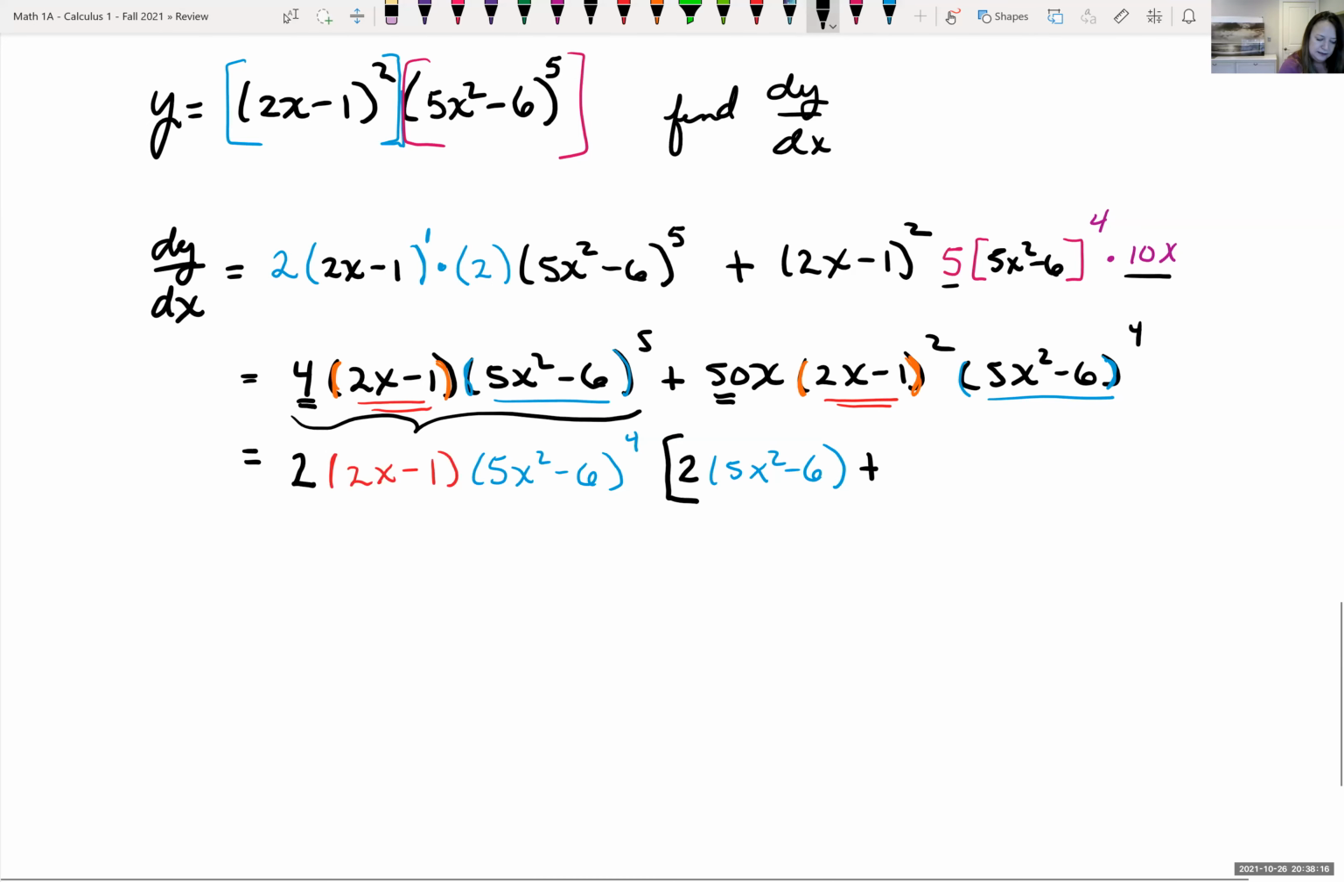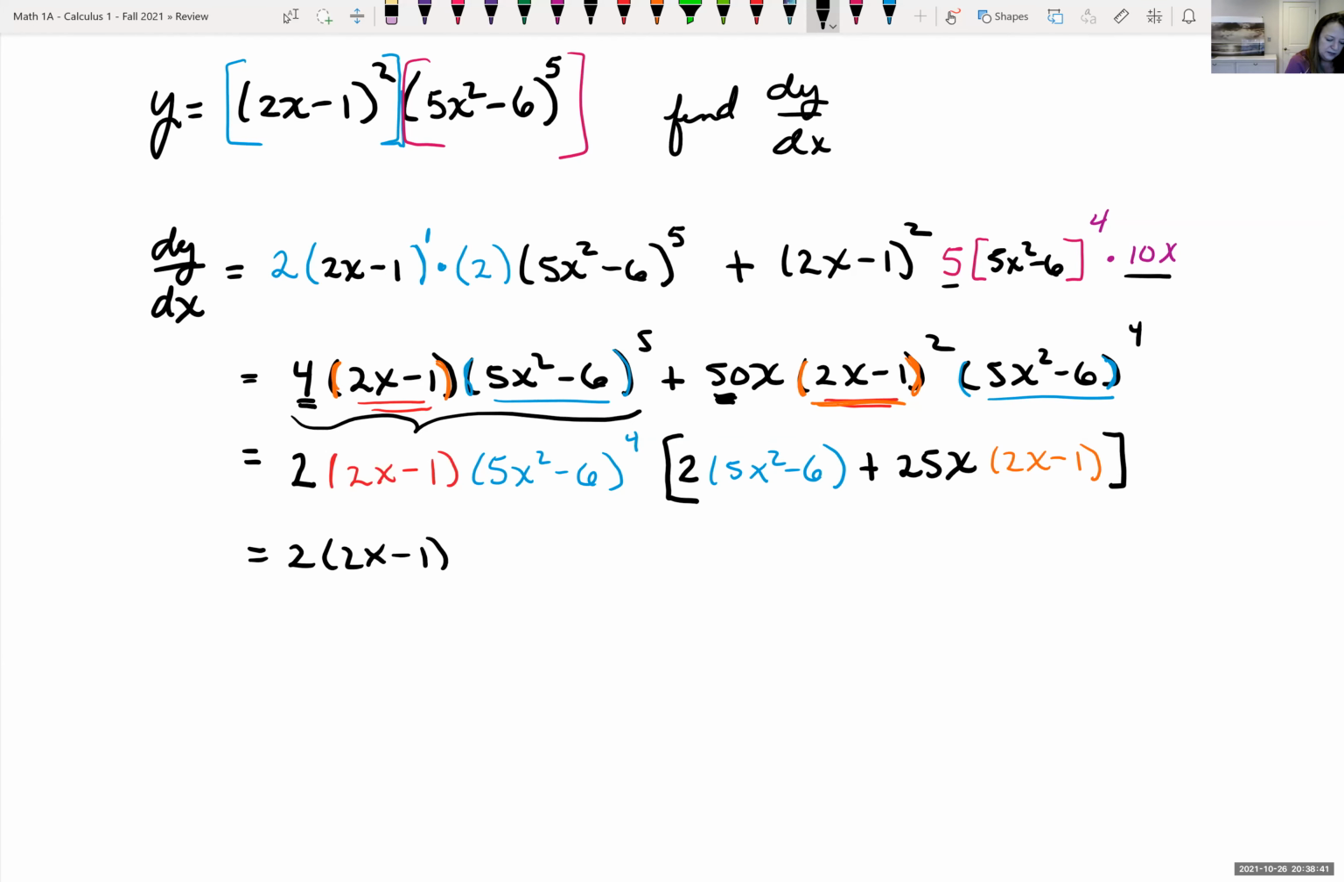Plus, we pulled out 2 from the 50, so that's 25. I need my x. We pulled out one of our 2x minus 1s, so we need one left, 2x minus 1. And we pulled out all of our 5x squared minus 6 to the 4th, so we don't need anything left there. So we can clean up what's inside that bracket by distributing and combining like terms if possible.